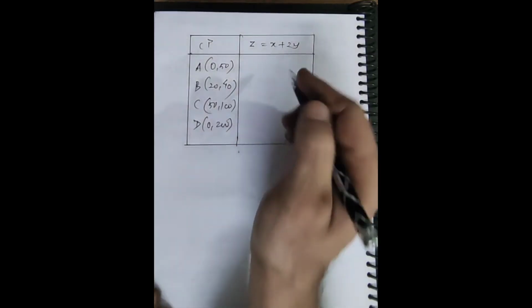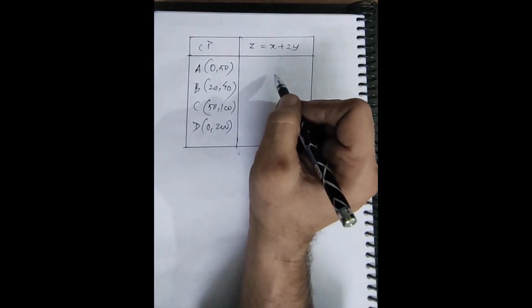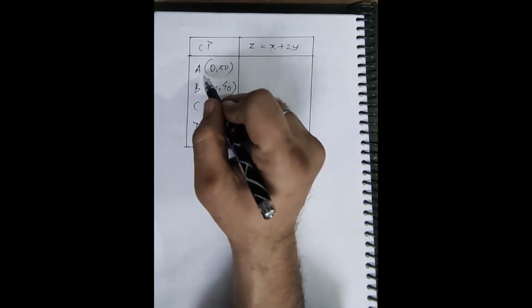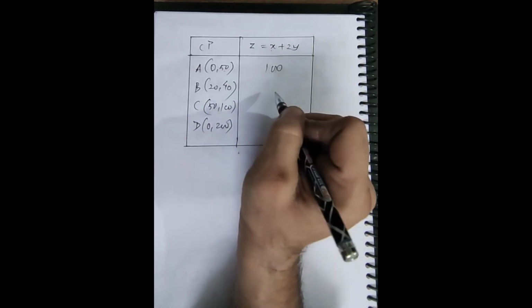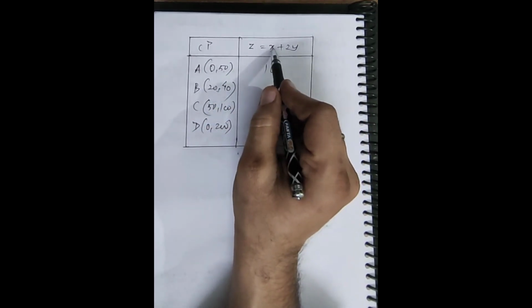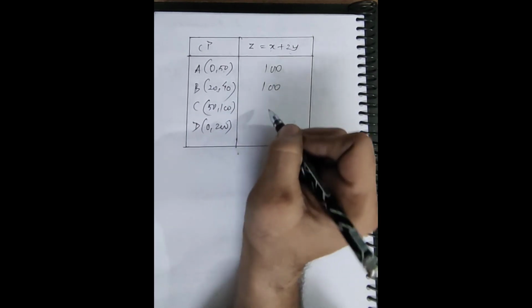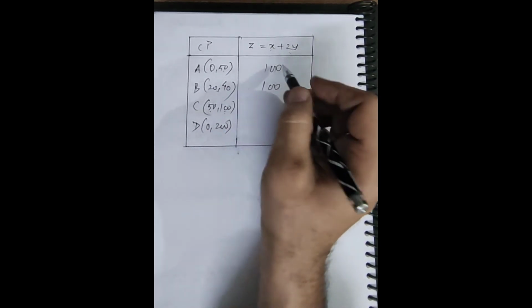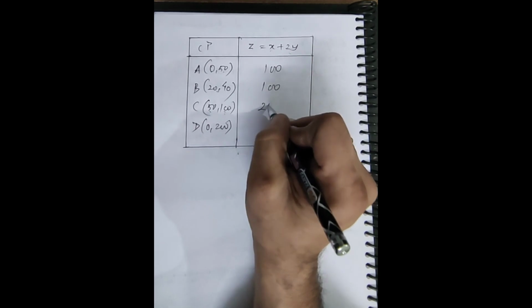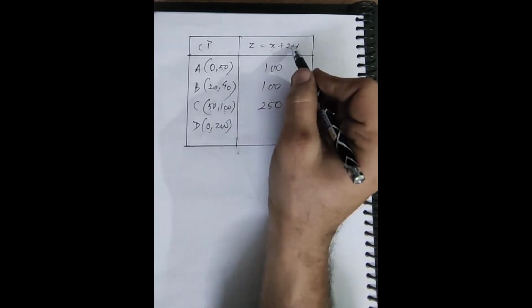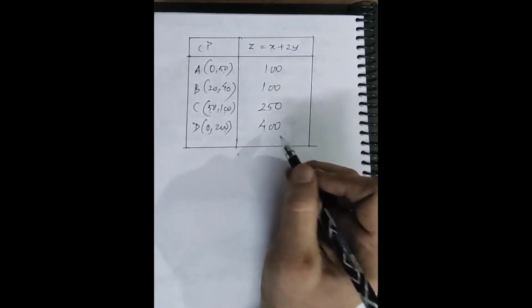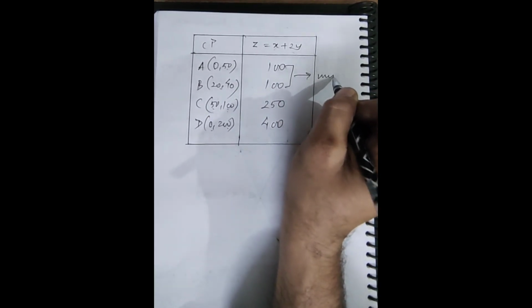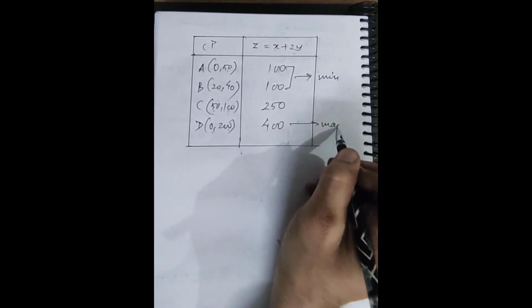Now for all these 4 points we need to find the minimum and maximum value of z. So let's do that on the next page. Here is the table for evaluation of the objective function. The first term becomes 0 for A, giving 100. For 20, 40 it gives 80 plus 100, and for 50, 100 it gives 250. For 0, 200 it gives 400. So these two are minimum and here it is maximum.